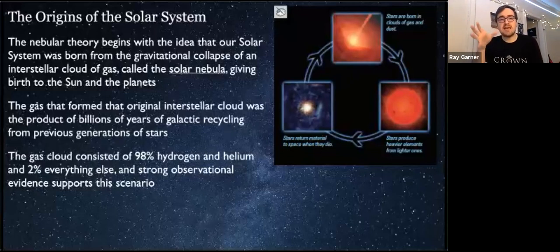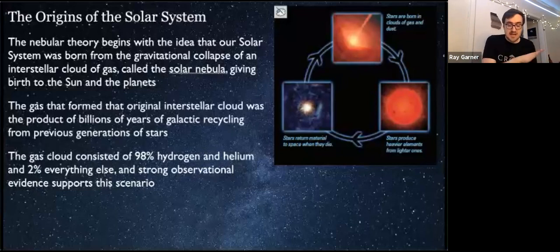So the gas cloud that made up what later became the solar system consisted by mass of about 98% hydrogen and helium and 2% everything else. And there's a lot of strong observational evidence that supports this scenario. So spectroscopy of old stars shows a smaller proportion of heavy elements than the younger ones, just as we would expect if they were born at a time before many heavy elements were manufactured.